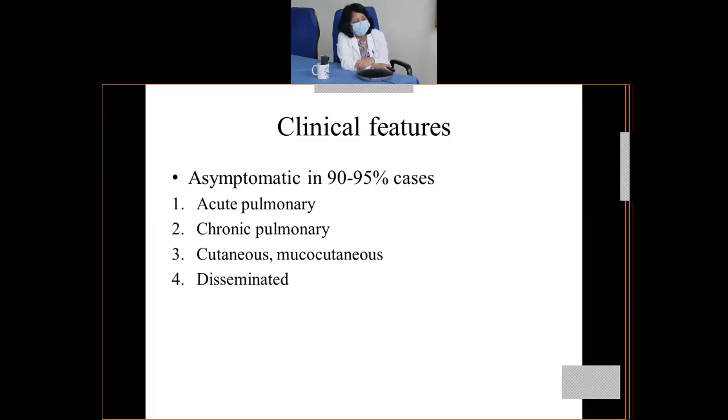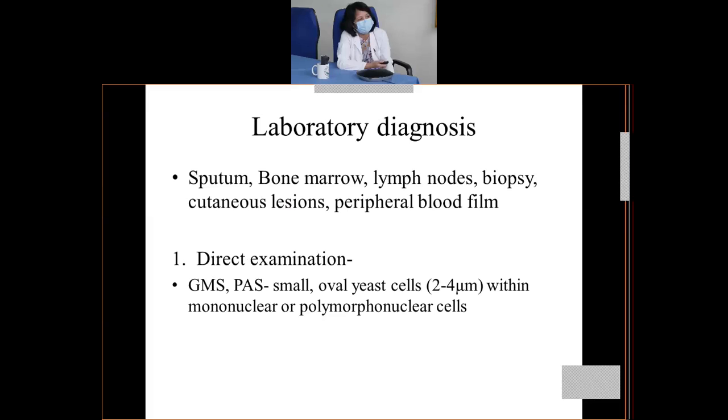So the clinical features: they can be asymptomatic in 90 to 95% of cases, but the manifestations, if they occur, can be in the form of acute pulmonary, chronic pulmonary, cutaneous or mucocutaneous, and disseminated form. So these are the 4 clinical manifestations of the disease. However, they may be asymptomatic in 90 to 95% of cases.